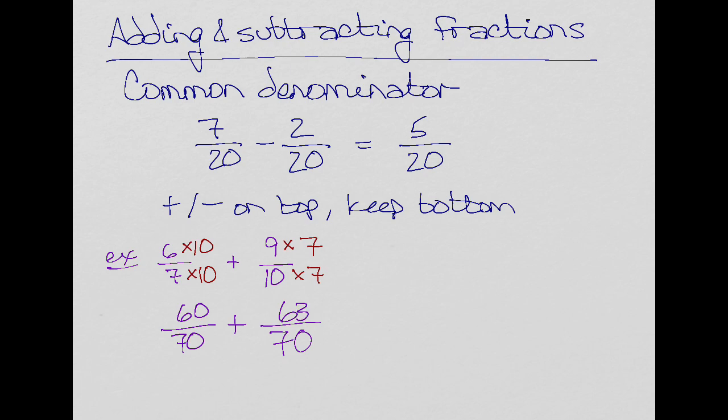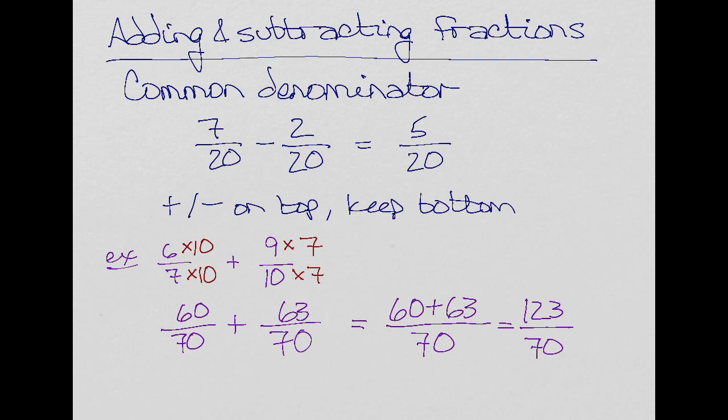Now that I have the same denominator, I can add by keeping the denominator. I'm going to add the numbers on the top. 60 plus 63 is 123 over 70. That's an improper fraction. It's fine. We can leave it like that. Or you can turn it into a mixed number.